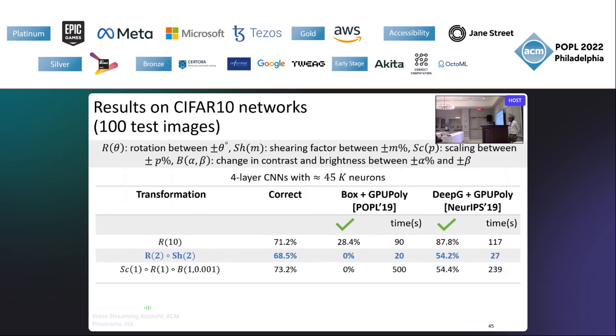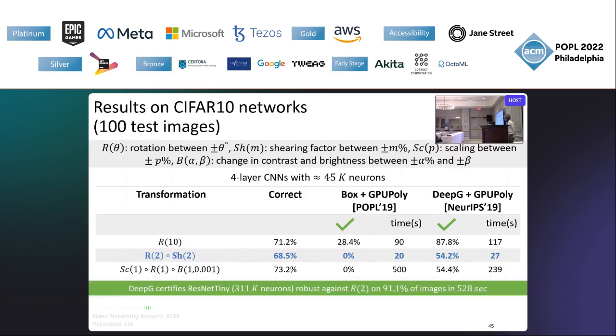What you see here is that the choice of approximation does make a big difference. So here I compare the precision of the box precondition versus the DeepPoly precondition. There is a big difference in the number of images that can be verified, even though the network verifier is the same. So here the precision is 28%, and here it's 87%. And the middle row is rotation by ±2 and shearing ±2. The difference is 0 to 55%.